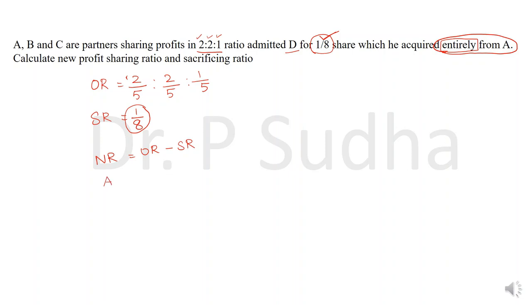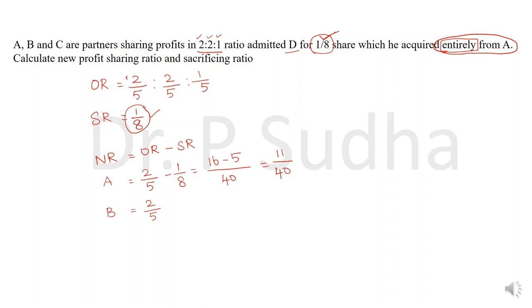Okay, for A, 2 by 5 minus 1 by 8. Cross multiply. 8 2s are 16. 5 1s are 5. 8 into 5 will give you 40. So the answer will be 11 divided by 40. For B, the old ratio is 2 by 5. B does not sacrifice. See here only A is sacrificing. B and C are not sacrificing. So we are not going to minus the sacrificing ratio.